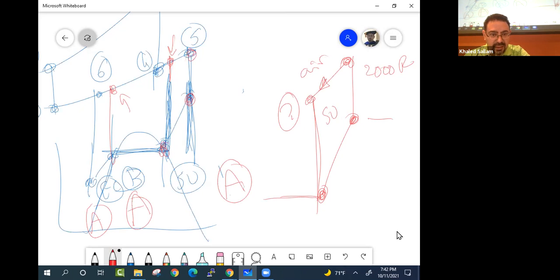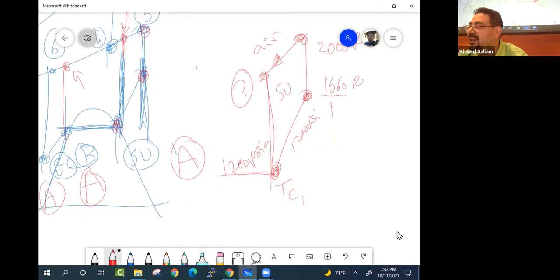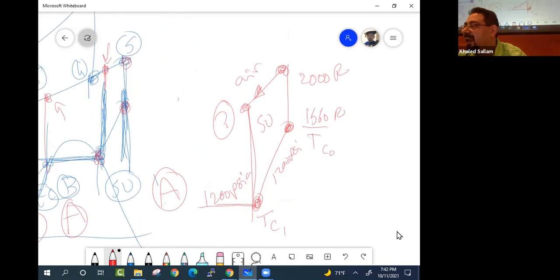He said the steam is generated at 1200 PSI absolute, and the temperature is 1560 Rankine. Of course, you'll be able to calculate this temperature. For the superheater, this would be called TC in, and this is TC out. And for the air, this is TH1 and this is TH2.